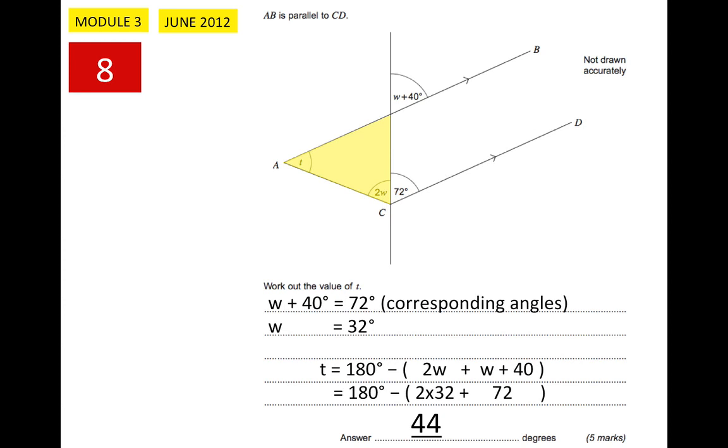Now, if you're not completely confident in your answer, you can always go back and check things. So check out the individual angles, 44 there for T, 64 there for the one that's 2 times W because it's 2 times 32, and then the W plus 40 is 72. So we've got a triangle with 44, 72 and 64, and they add up to 180. So that reassures us that our answer is correct.